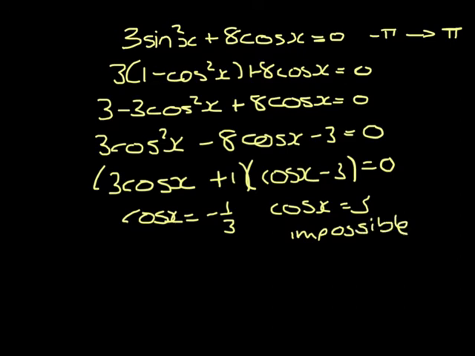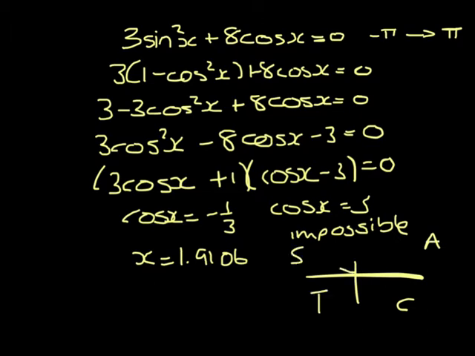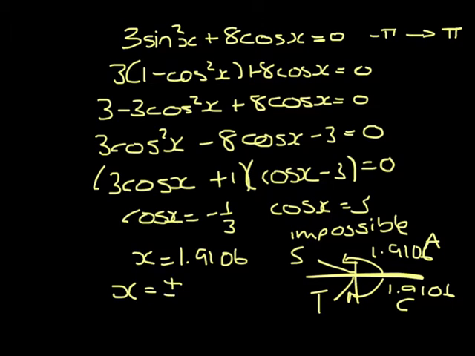So in my calculator, if I type in the inverse cos of minus 1/3, I get an answer of 1.9106. Drawing a quick CAST diagram, you can see I have 1.9106. The other place that cos is negative is in the third quadrant, so I would also have minus 1.9106. So my answer is that x is plus or minus 1.91, to 3 significant figures.